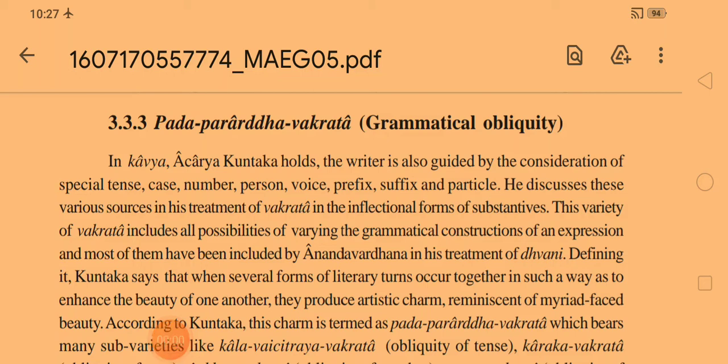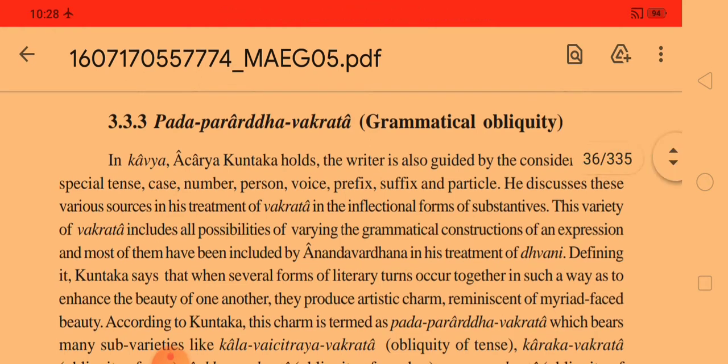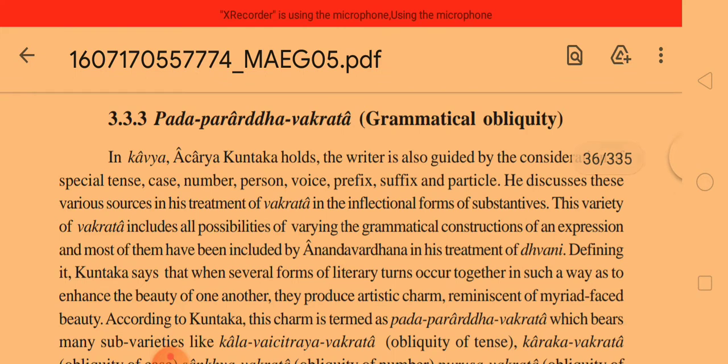Morning students. This is the fourth part of Acharya Kuntaka's Vakroktijivam. We have already discussed two kinds of Vakroktis, that are the phonetic Vakrokti and the lexical Vakrokti or obliquity. Now the third kind of Vakrokti or obliquity is the grammatical obliquity, to which Acharya Kuntaka says Pada Parardha Vakrata.